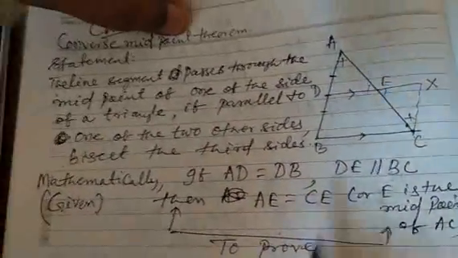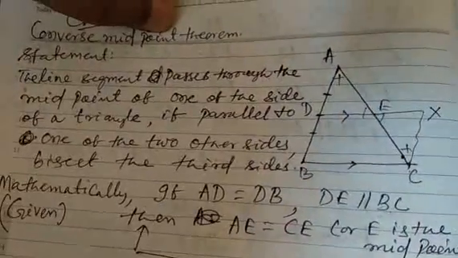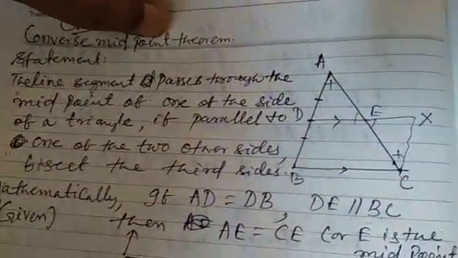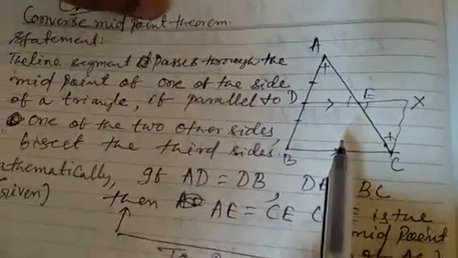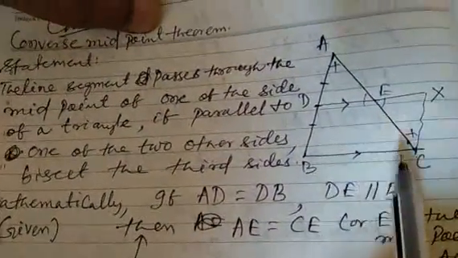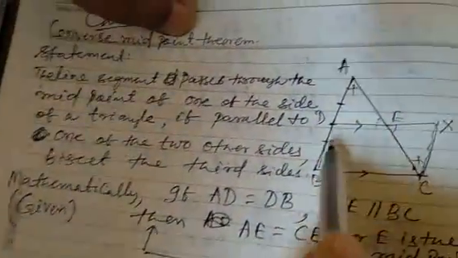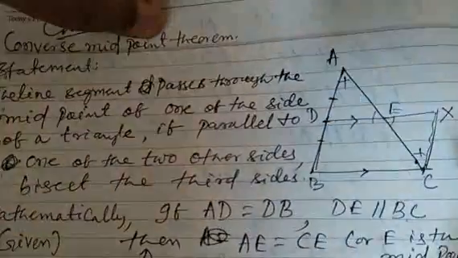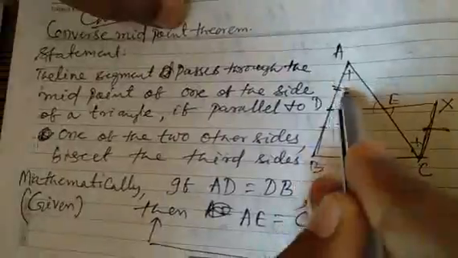BCXD is a parallelogram, right? If BCXD is a parallelogram, then the opposite sides of a parallelogram, you know, are equal. Therefore, CX, this side, is equal to BD. Yes or no? So CX is equal to BD. Since BD is given equal to AD, therefore finally you get CX is equal to AD.